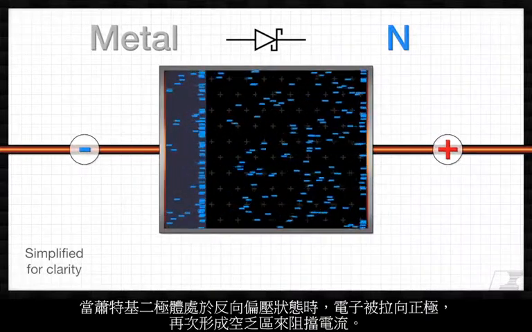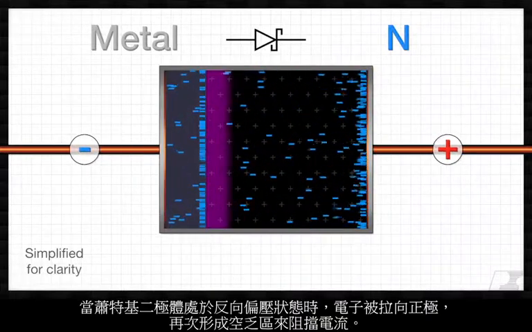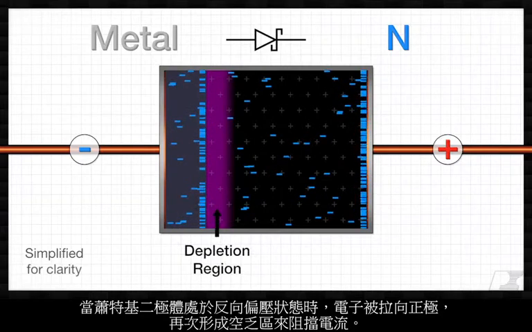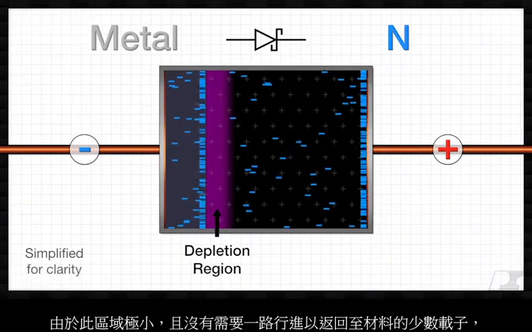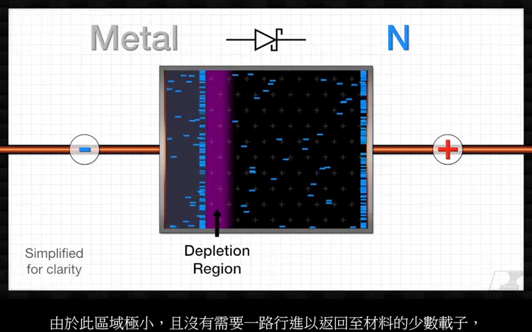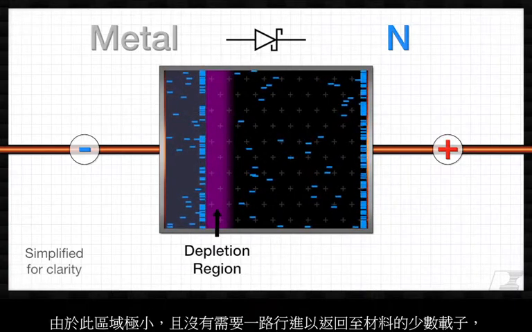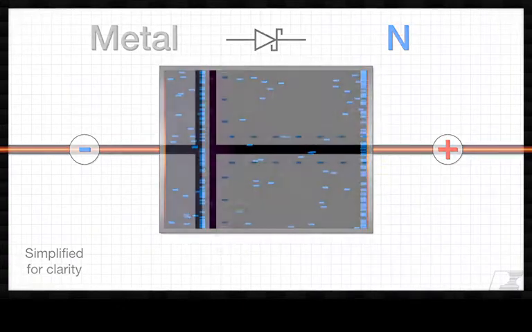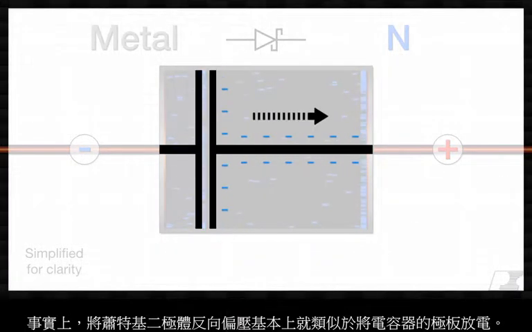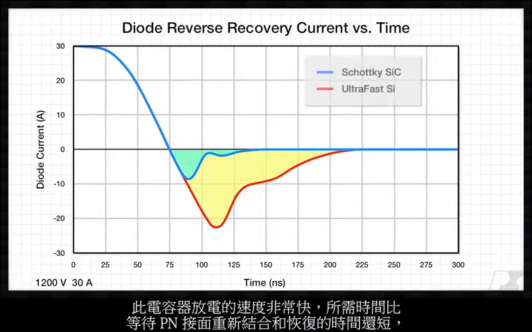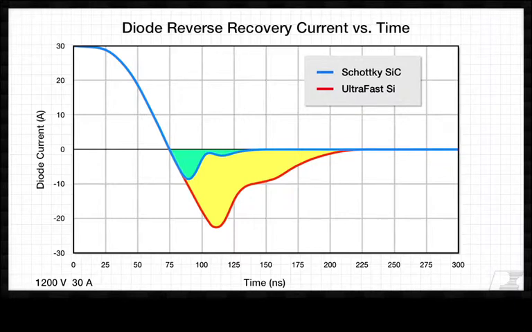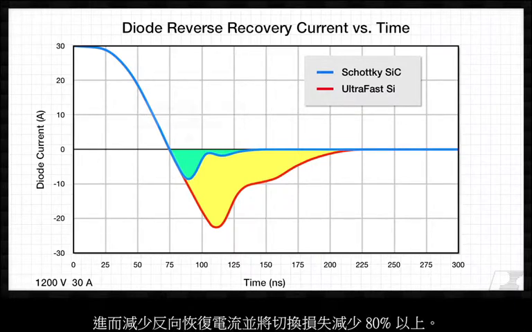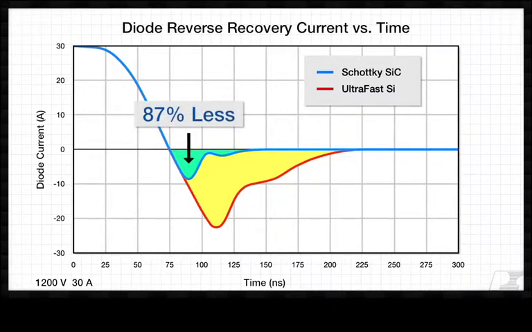When the Schottky is reverse biased, electrons are pulled towards the positive pole, again creating a depletion region to block current. Because this region is extremely small and there are no minority carriers that need to travel all the way back through the material, the Schottky diode can recover much faster than a p-n junction. In fact, reverse biasing a Schottky is essentially like discharging the plate of a capacitor. Discharging this capacitor is much faster than waiting for the recombination and recovery of the p-n junction, reducing reverse recovery current and cutting switching losses by more than 80%.